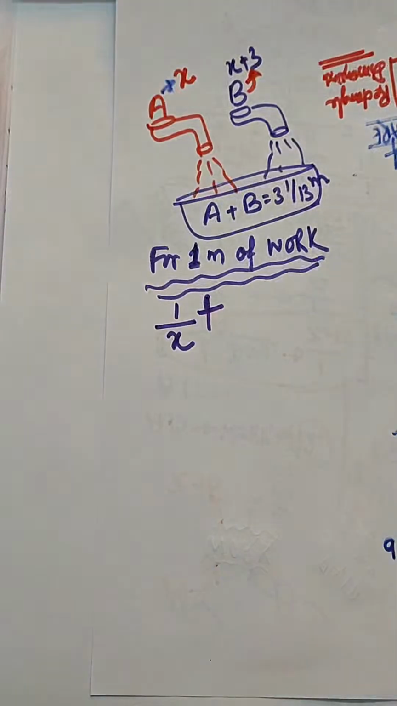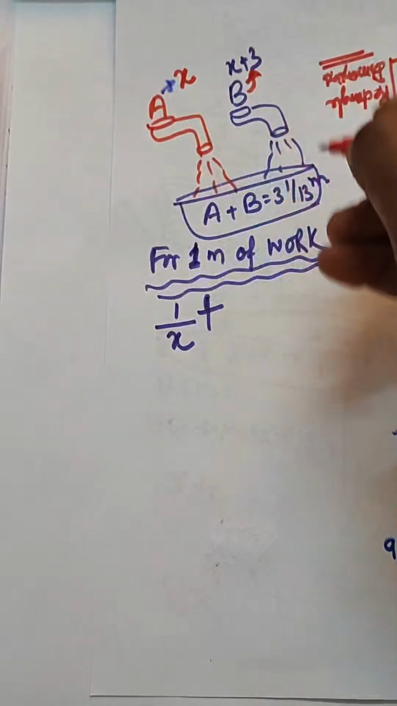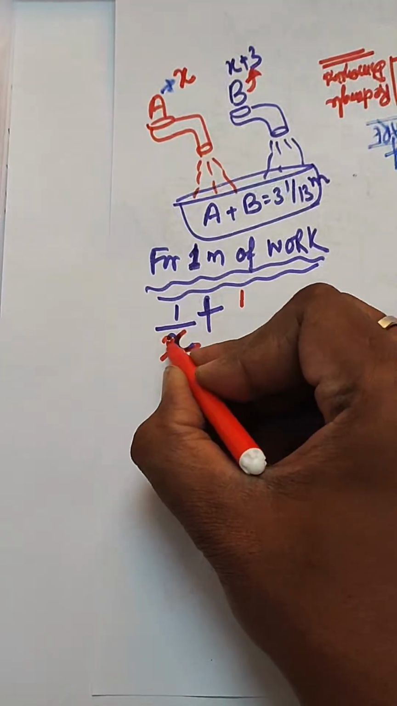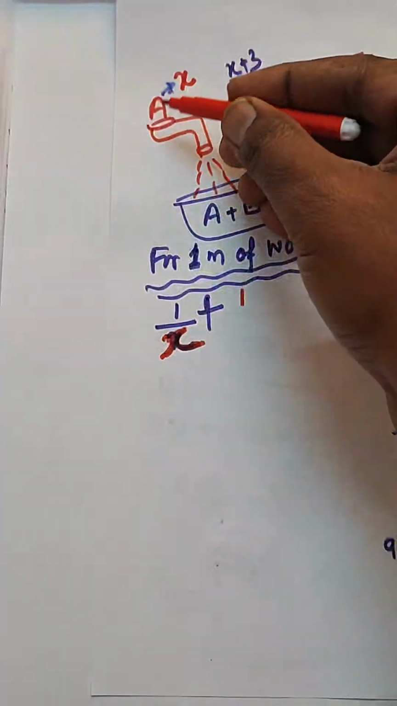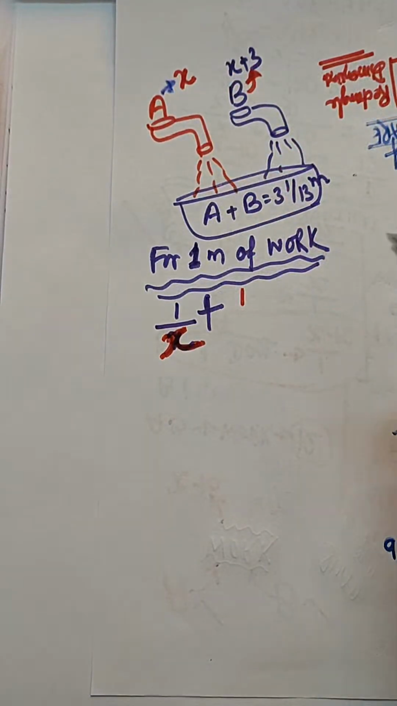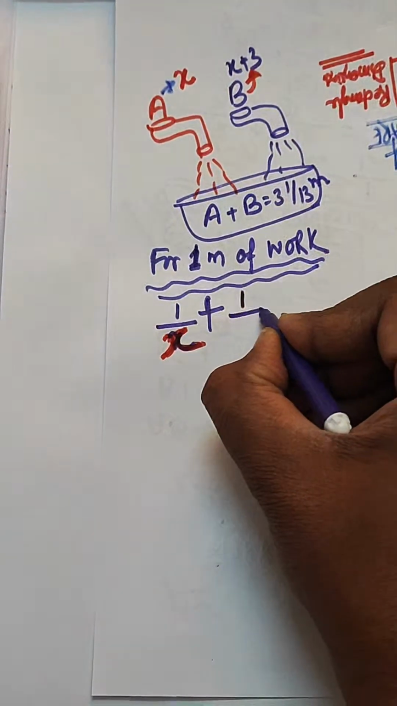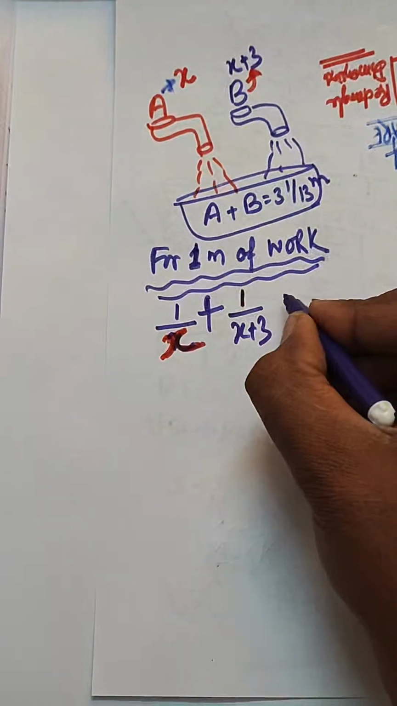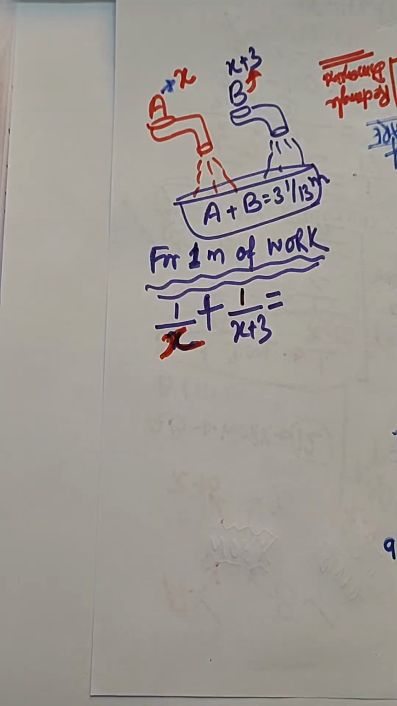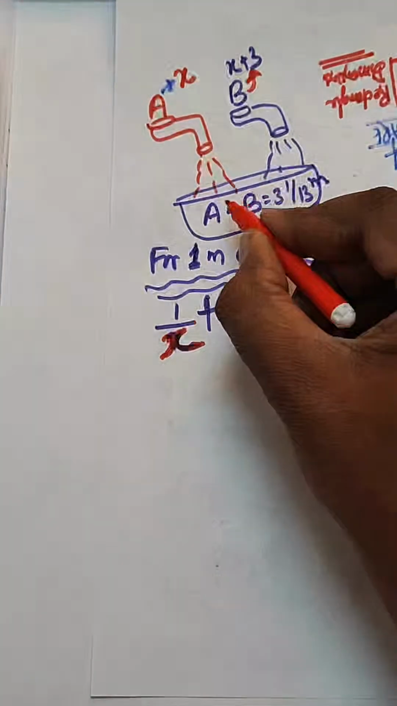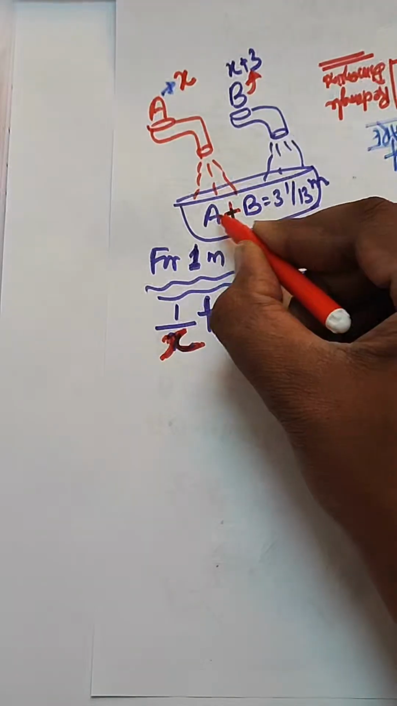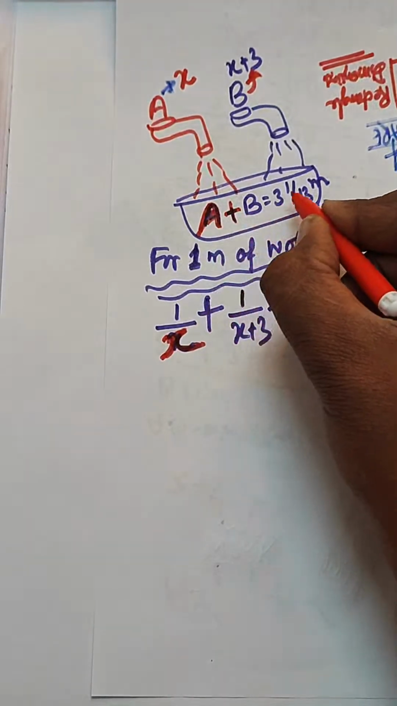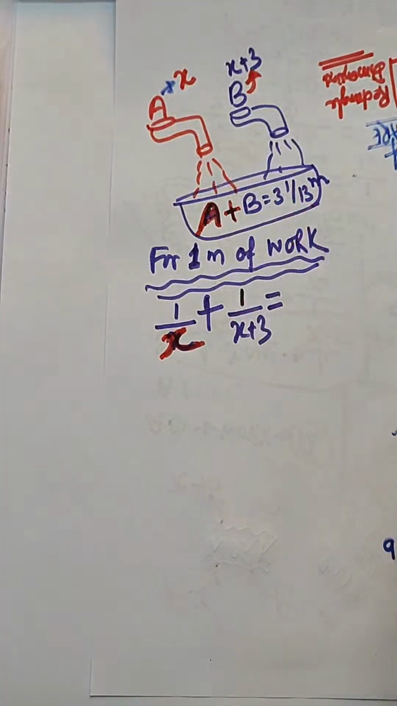And the part of tank filled by B in 1 minute is nothing but 1 by x plus 3. Let me change the color here, it should be red because this is A, we have considered A as red, 1 by x. When both the taps work together, then you can say A plus B completely fills the tank in 3 1 by 13 minutes.